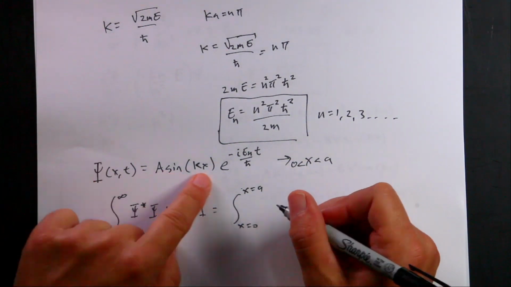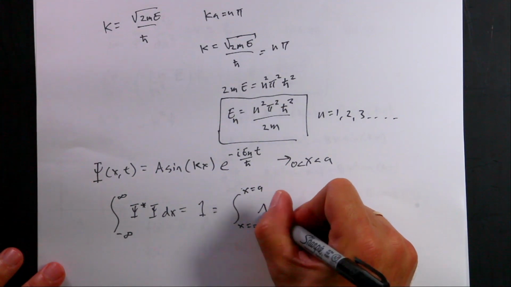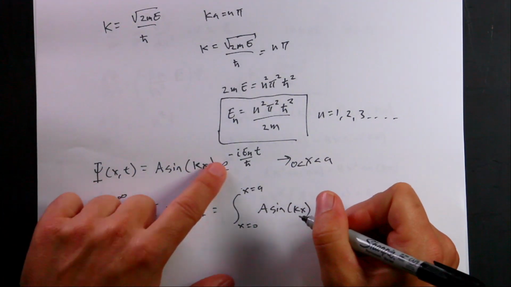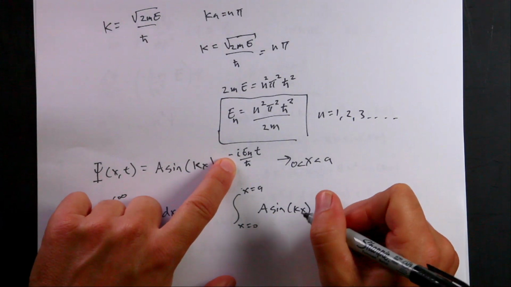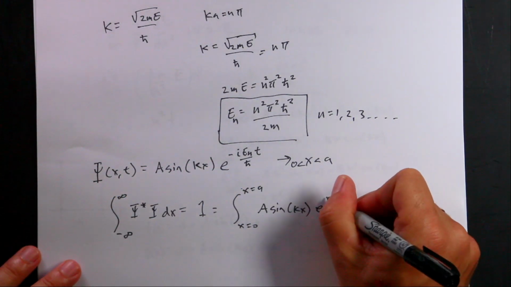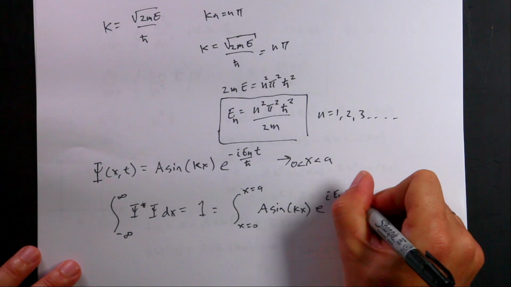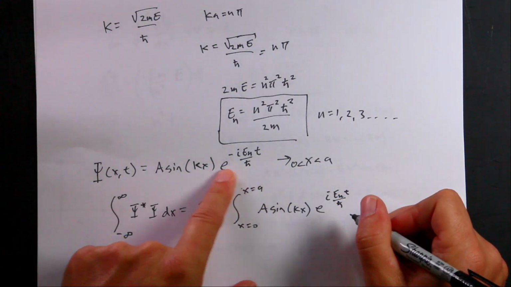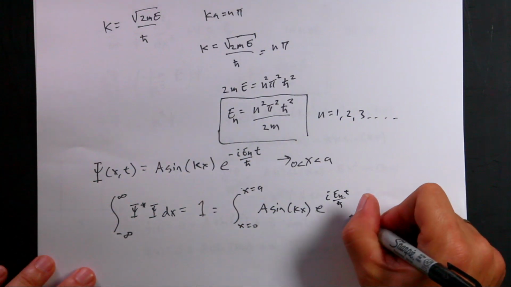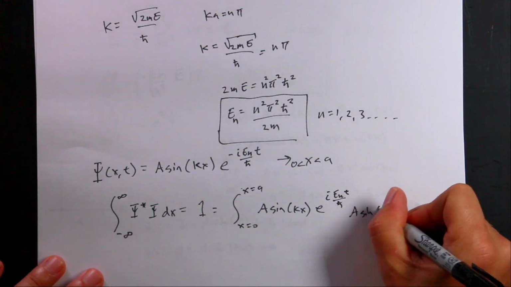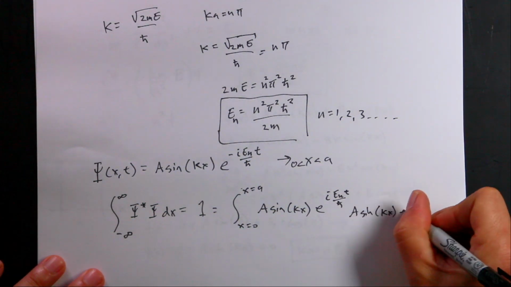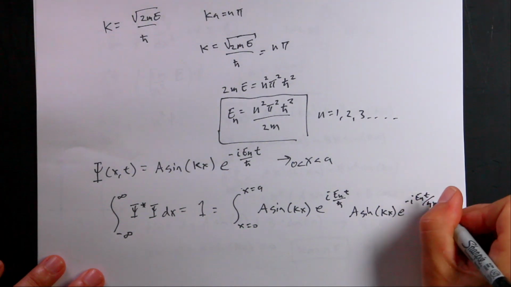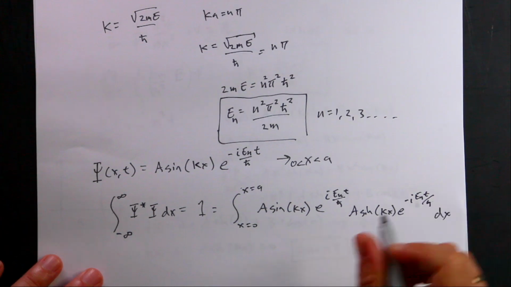So I get the complex conjugate of this, which is going to be A sine kx. I'm going to replace the i with the negative i. So I get e to the i E_n t over h bar. And then I have the same thing without replacing the i with the negative i: A sine kx e to the negative i E_n t over h bar dx.